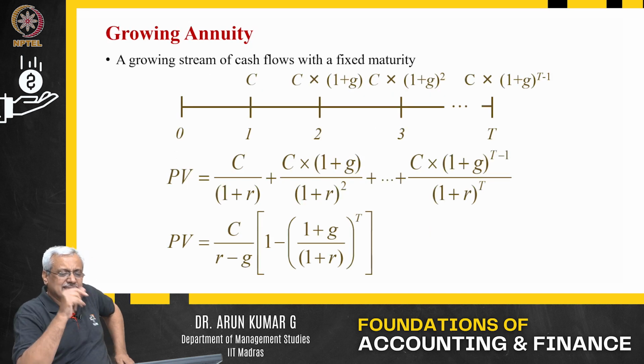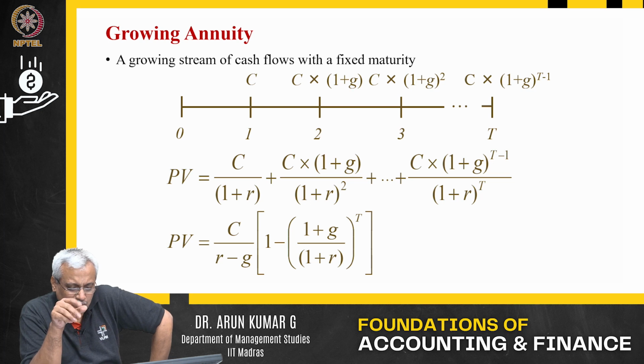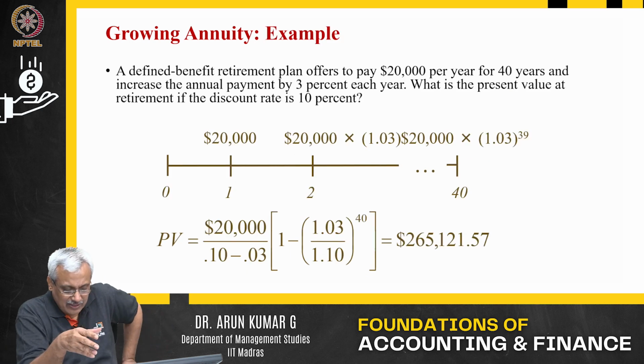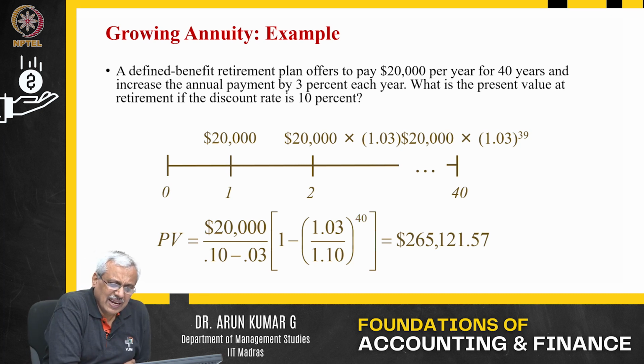From here I go to the next stage, what is called a growing annuity. In this case the amount of payment you have to pay is fixed for a fixed period, but if that itself is growing, how do we look at the present value of it? We have taken a problem. A defined retirement benefit plan offers about $20,000 per year for 40 years, with an increase in annual payment of 3%. The discounting rate is 10%.